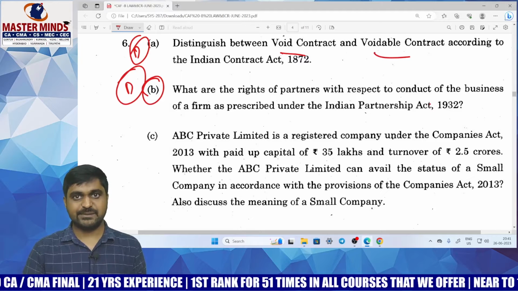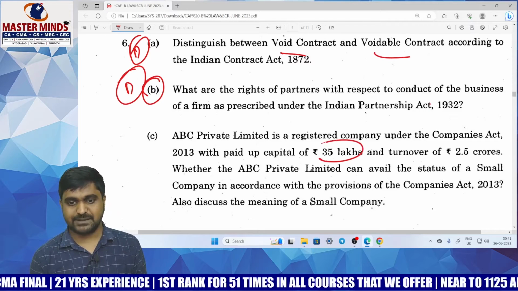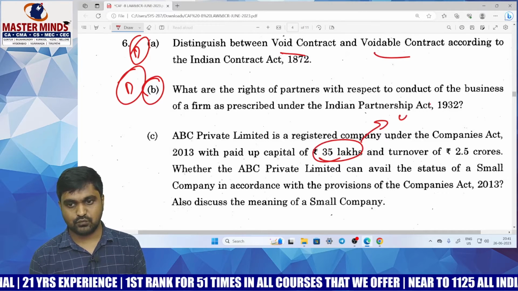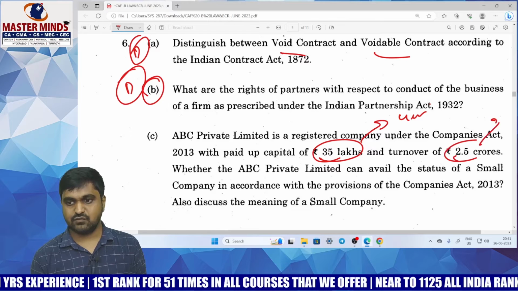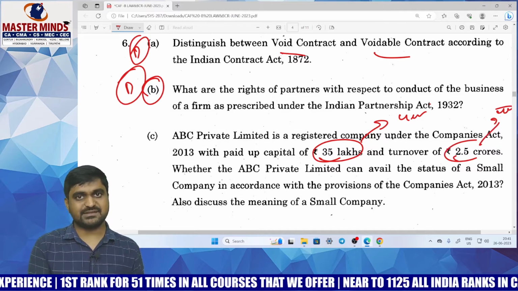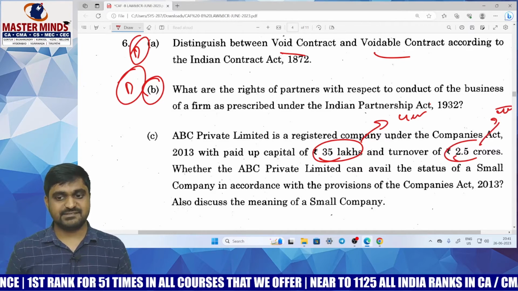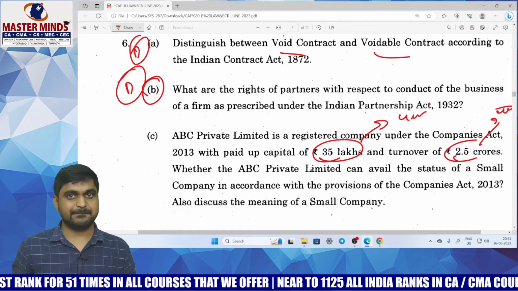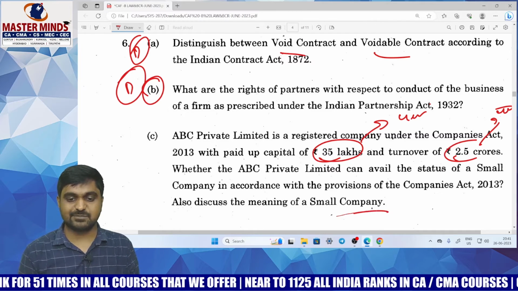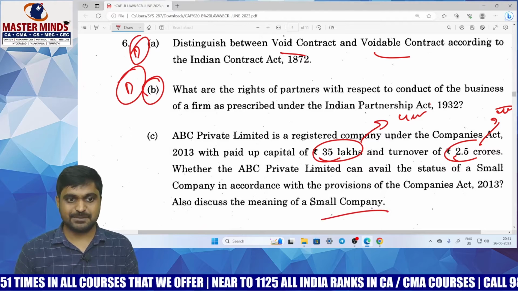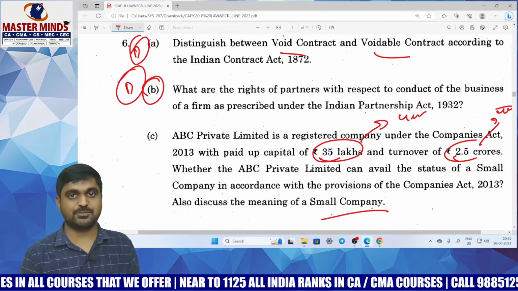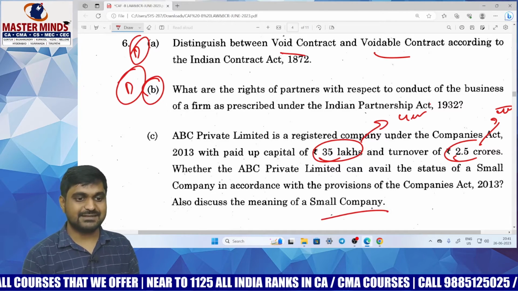And last question, this is based on small company. Recently the limits got updated. So the paid up capital limit is now 4 crores, turnover limit is 40 crores. Now the limits of the company are within the limits given by the law. That is the reason why this company can get small company status. That's it. Very simple question and very important question also because it is a recent amendment. That's why this is an easy question.